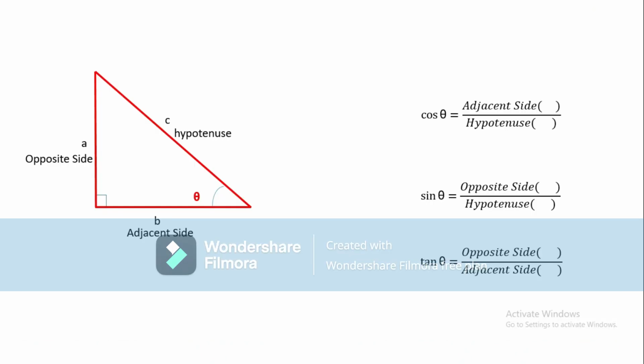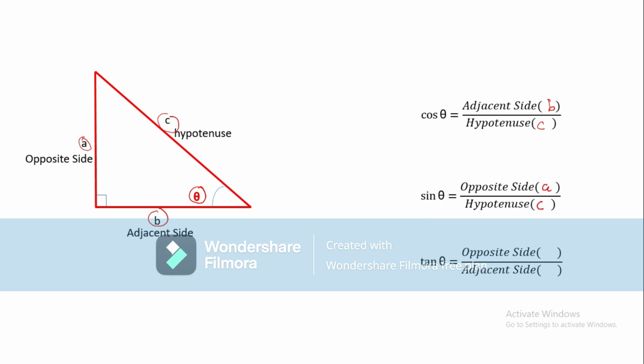Remember, sine is the opposite side divided by the hypotenuse and the cosine is the adjacent side divided by the hypotenuse. Over here, if we consider this angle as the theta angle, then the opposite side of theta is A, the adjacent side is B, and the hypotenuse is C. Cos theta is the adjacent side divided by the hypotenuse, so B divided by C. And sin theta is the opposite side to the hypotenuse, so A divided by C.